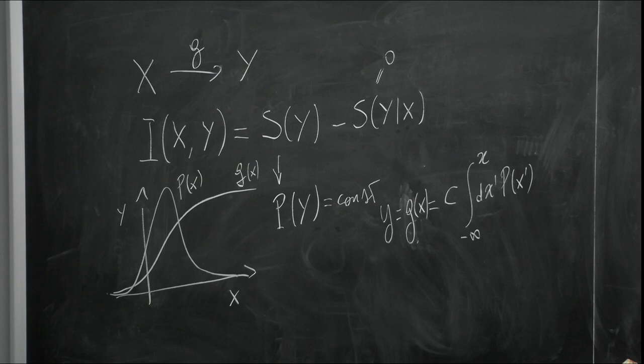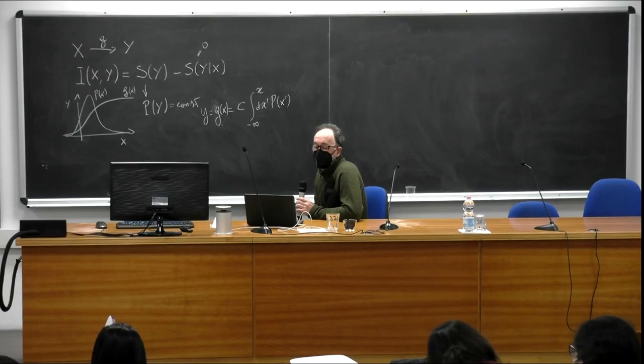Yes. Thank you, Michael. So in other words, nonlinearity has to be a cumulative distribution of inputs in order to maximize information. And in this way, whatever that probability distribution is on the x-axis, as a result of this transformation, you will have a uniform use of the responses.